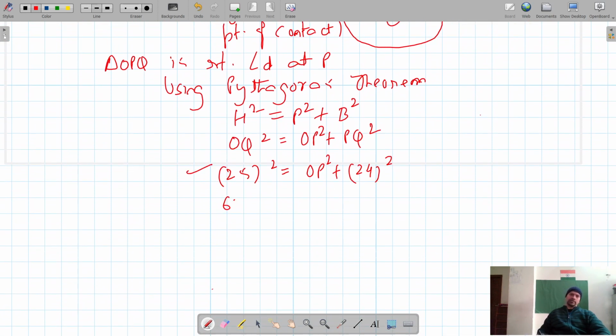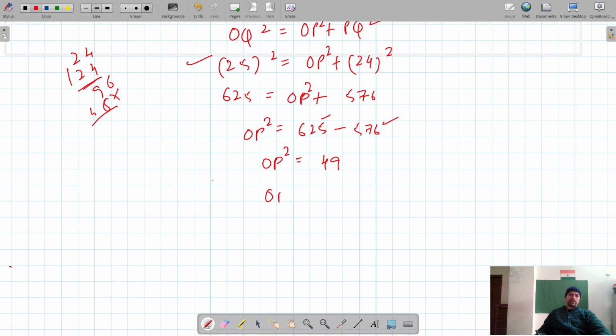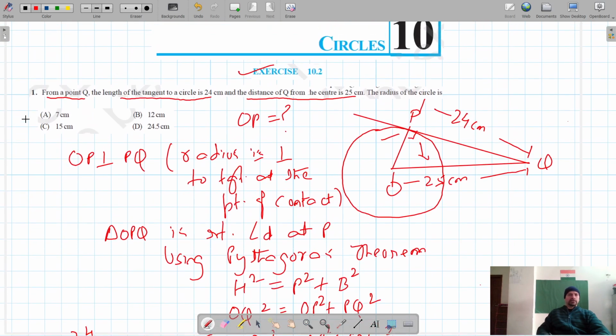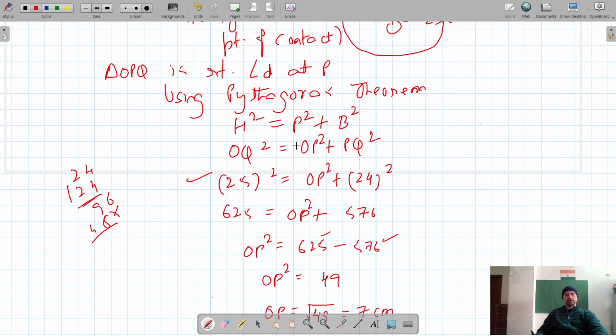Now 25 square is 625, and 24 square is 576. So OP square is 625 minus 576, which gives 49. So OP is root of 49, that should be 7 centimeter. So the correct option is A, and that solves question number 1 of exercise 10.2. Thank you for watching.